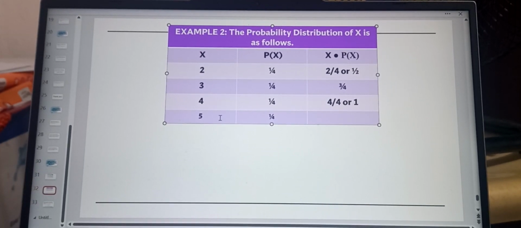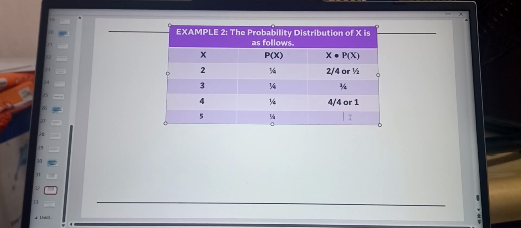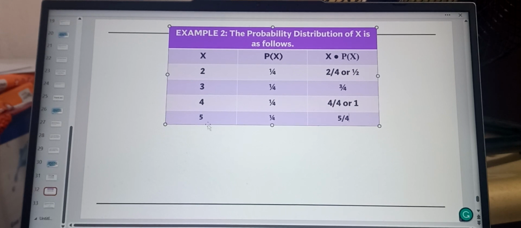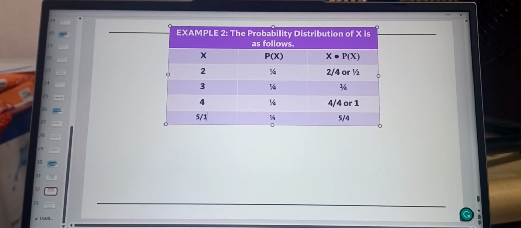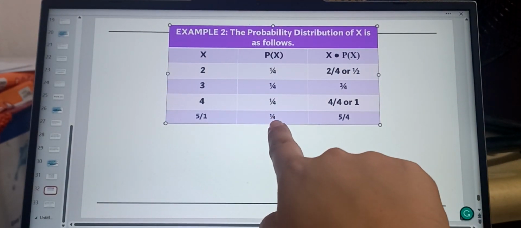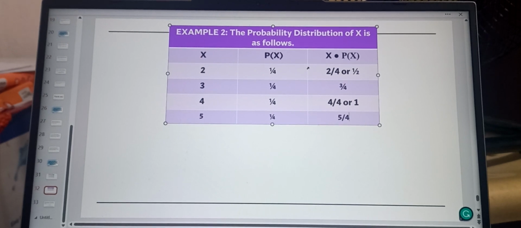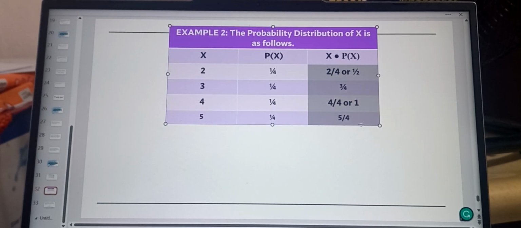Okay? Next, 5 times 1/4. The answer is, okay, 5 over 4. Paano? 5 times 1 is 5. Ang denominator ni 5 is over 1. Times mo lang sa denominator, which is 4. So, 1 times 4 is 4. So, ganun lang yan. Okay? And then, after nun, again, itong 2/4 or 1/2, 3/4, 4 over 4 or 1, that is the product. Okay?